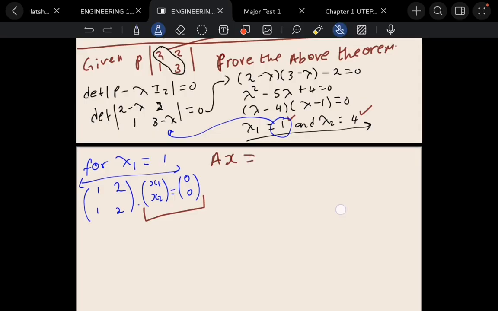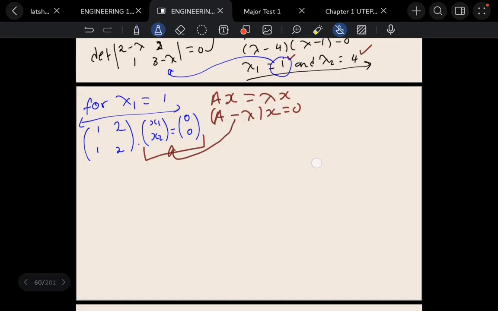Ax is equal to lambda x. Take the lambda to the other side: A minus lambda times x is equal to 0. You see, this mimics the same formula: A minus lambda times x. This is A minus lambda, this is x, and that 0 there is that 0. So everything is done very precisely here.